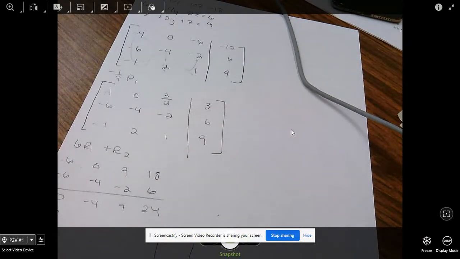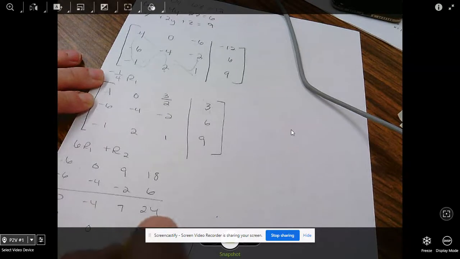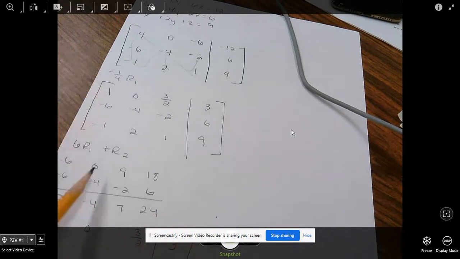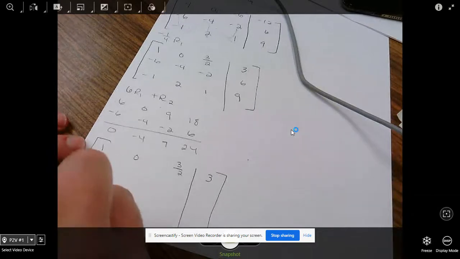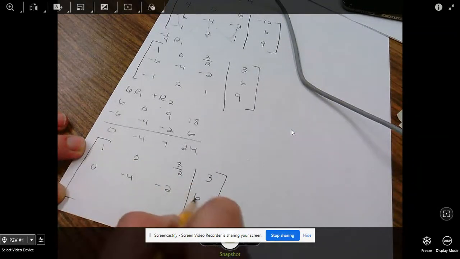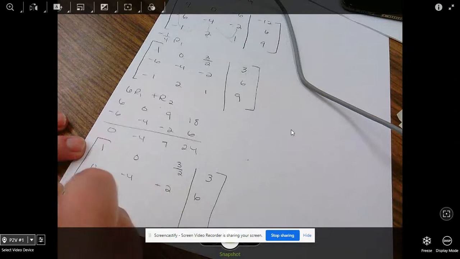Okay. The first row technically has not changed. We just borrowed it. The second row is what we applied. So it's going to be 0, negative 4, negative 2, and 6. The third row didn't change.